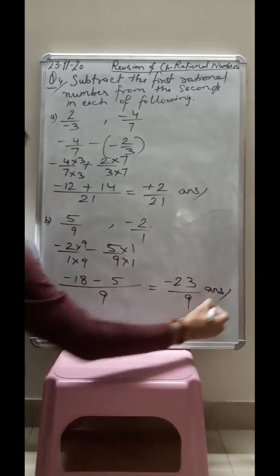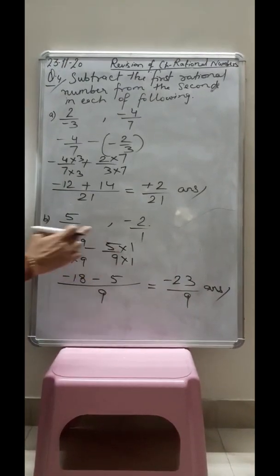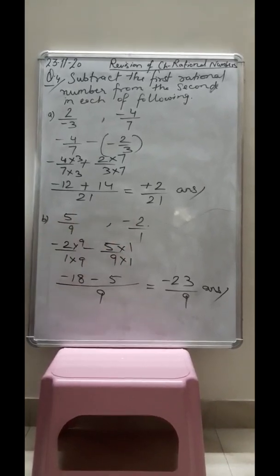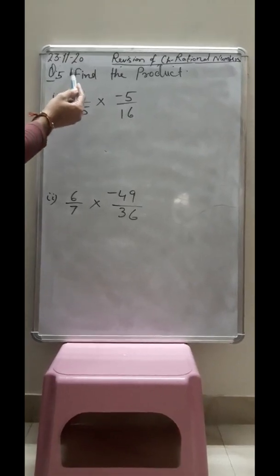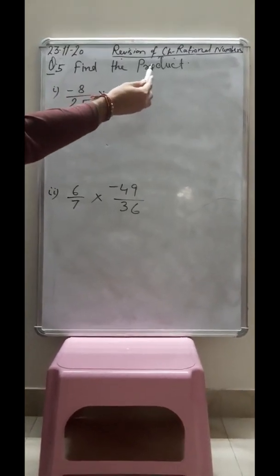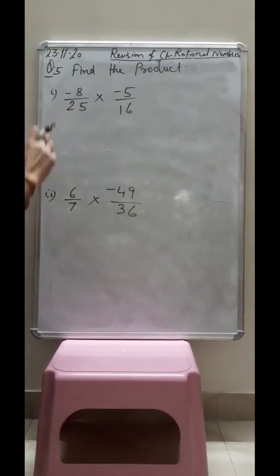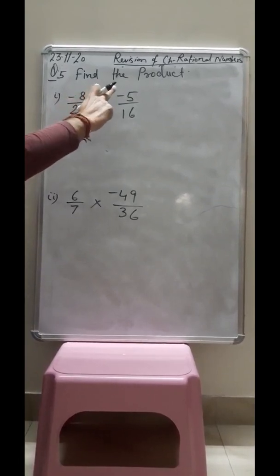So in this way we can subtract a rational number from an integer by putting 1 in the denominator to make a rational number. Now students, question number 5 is find the product, and the product means we have to multiply the rational numbers. So the first part is minus 8 upon 25, you have to multiply it by minus 5 upon 16.